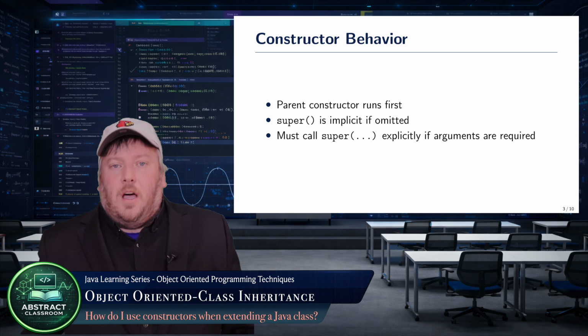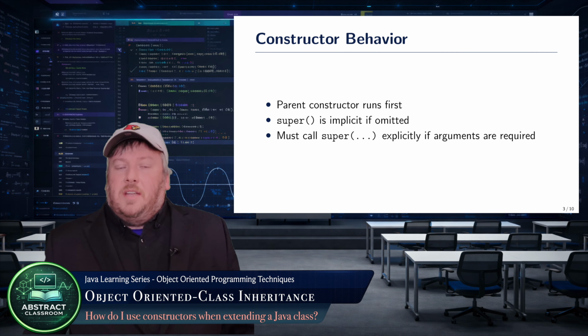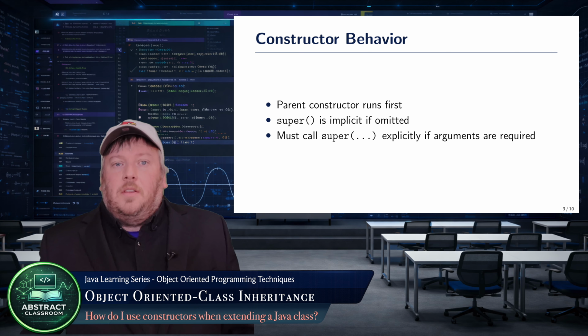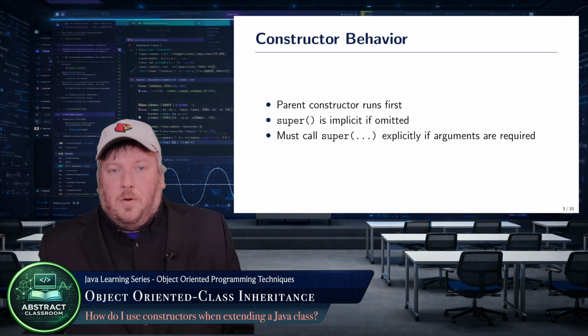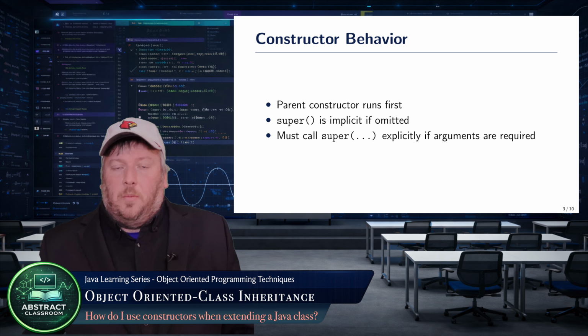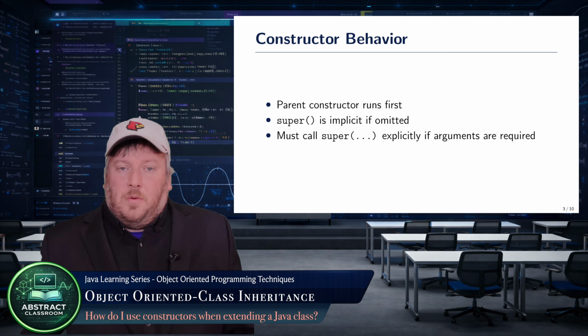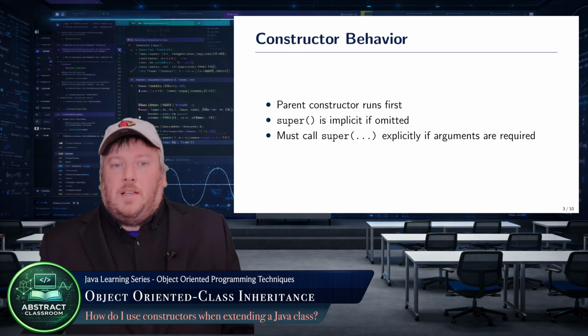When a subclass object is created, which is what the extends keyword does for us, the constructor of the parent class will always execute first. If no constructor call is written, Java automatically inserts a call to super with no parameters. However, if the parent class requires constructor arguments and does not have a default constructor with no parameters, the subclass must explicitly call super with the appropriate parameters as the first line of its own constructor.